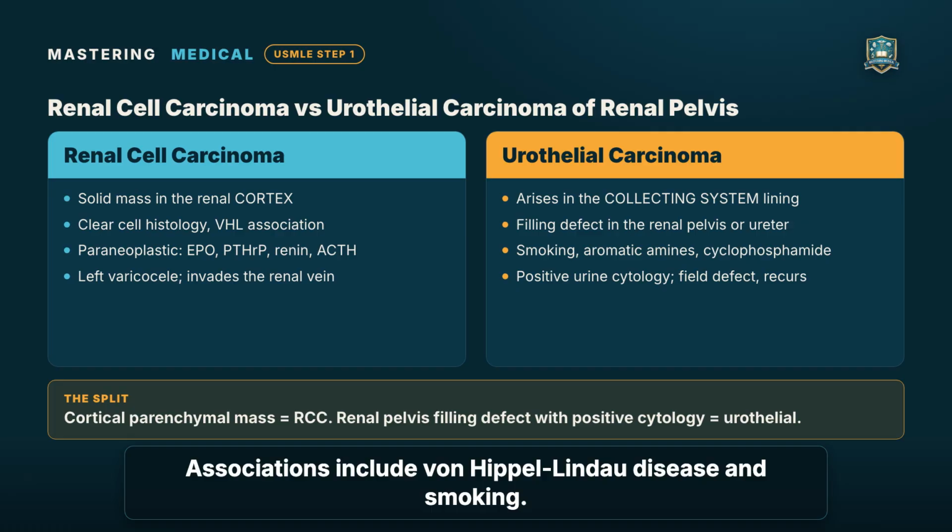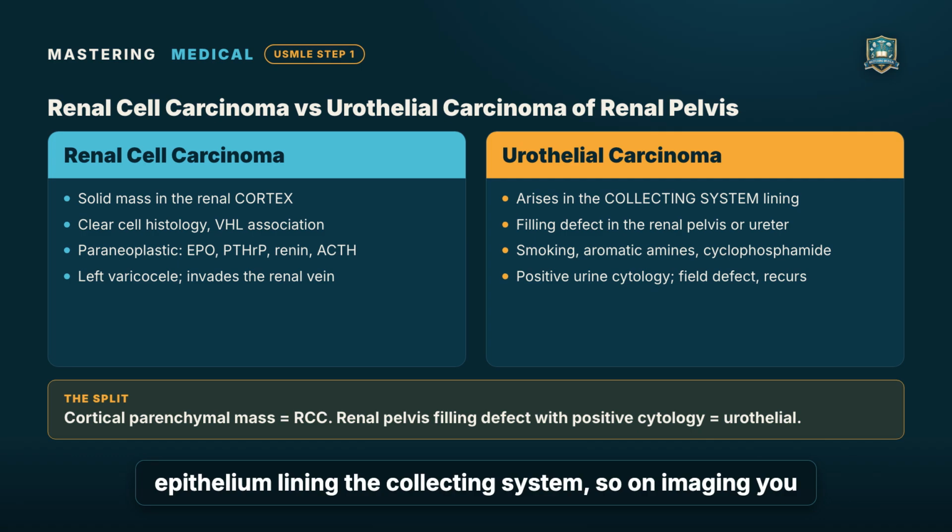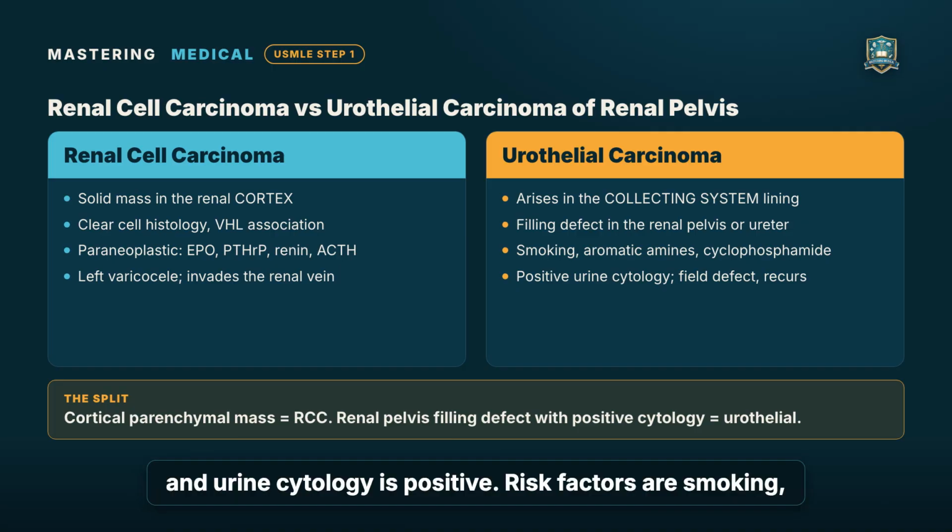Associations include von Hippel-Lindau disease and smoking. Urothelial carcinoma of the renal pelvis arises from the transitional epithelium lining the collecting system, so on imaging you get a filling defect rather than a solid parenchymal mass, and urine cytology is positive.